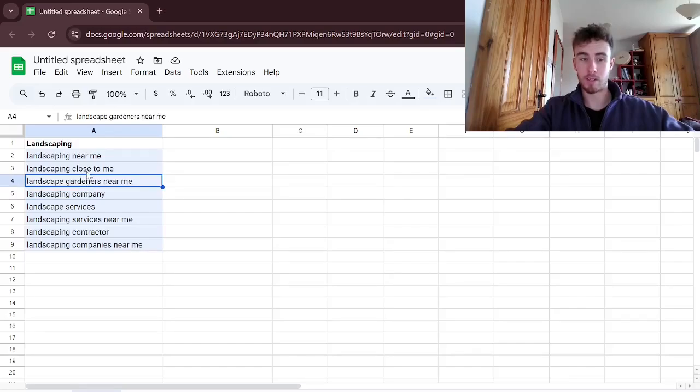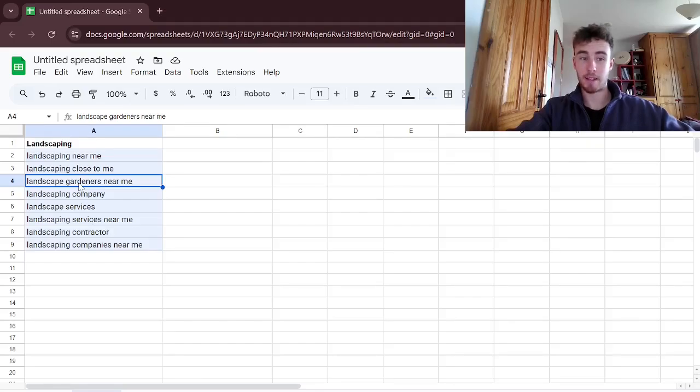But if you notice, for example, that one of the keywords seems to be spending a lot and isn't converting, you could split that up into a separate ad group. So let's just say, for example, if landscape gardeners here wasn't performing that well, then maybe you could make a landscape gardening specific ad group.